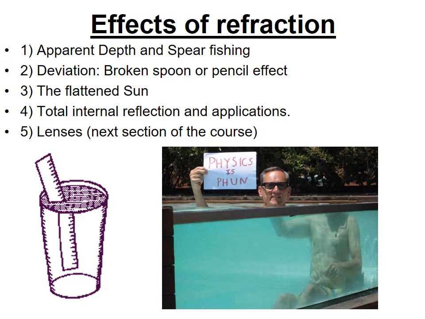The main effects of refraction that we're going to study are apparent depth in spearfishing, which I've already discussed in a previous slide; deviation, so the broken spoon or broken pencil effect; the flattened sun effect, which is something you'll read about in more detail in your textbook; and then total internal reflection and some of its applications. I'll often refer to total internal reflection as TIR. And not in this presentation, but in the next few lessons, we'll see one of the most important applications of refraction, which is lenses. We're going to see how lenses work, and we're going to draw ray diagrams for lenses in the following lessons.